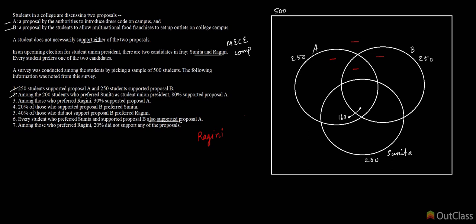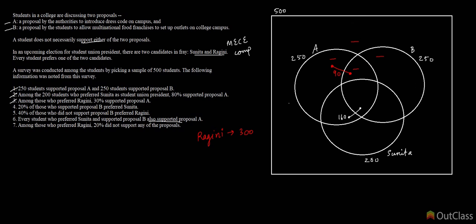Third clue, among those who preferred Ragini, 30% supported proposal A. Ragini has a total of 300 people now because Sunitha had 200 and the total was 500. So out of this 300, 30%, which is 90, supported A. So that's basically these 2 regions adding up to 90. That is the third clue.